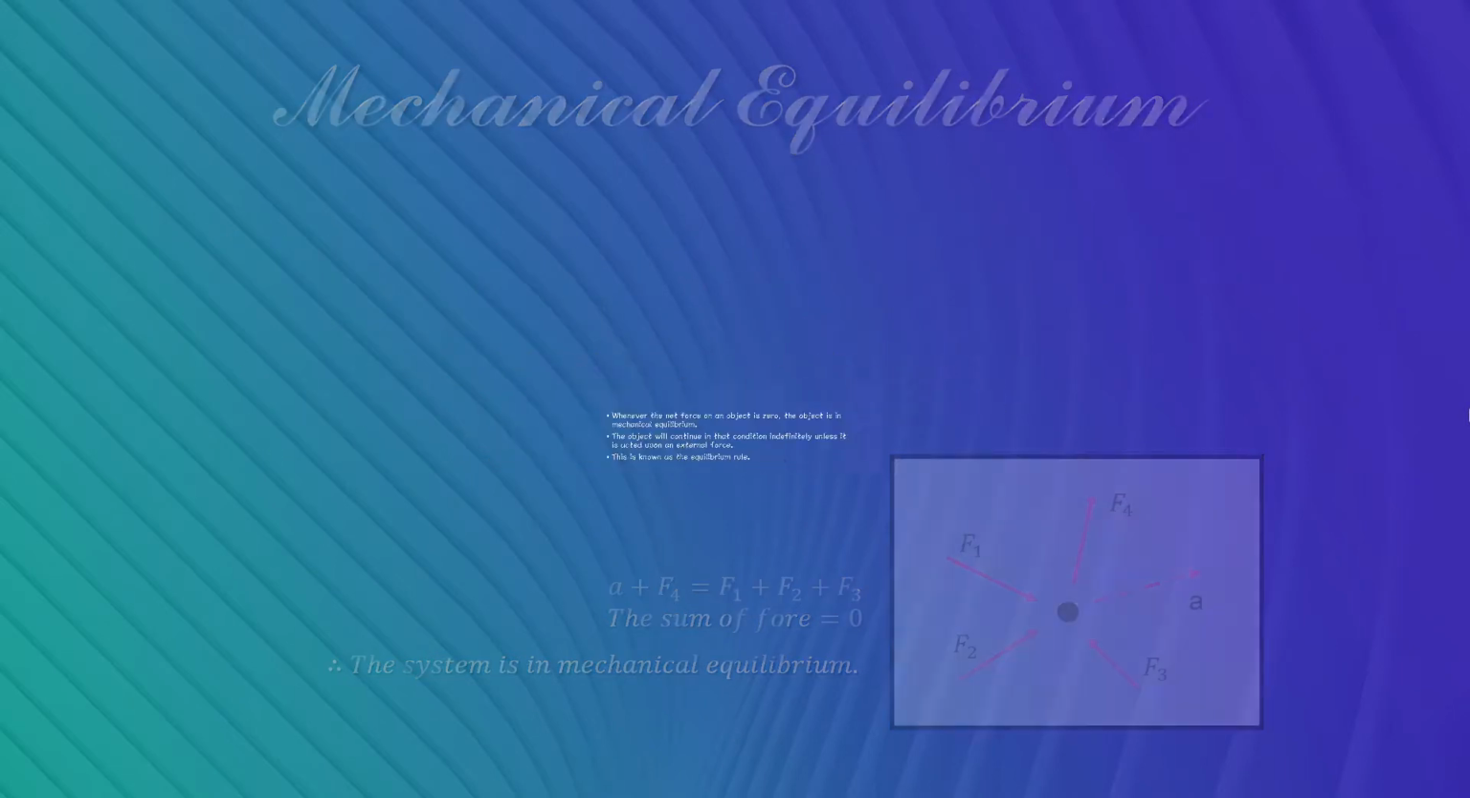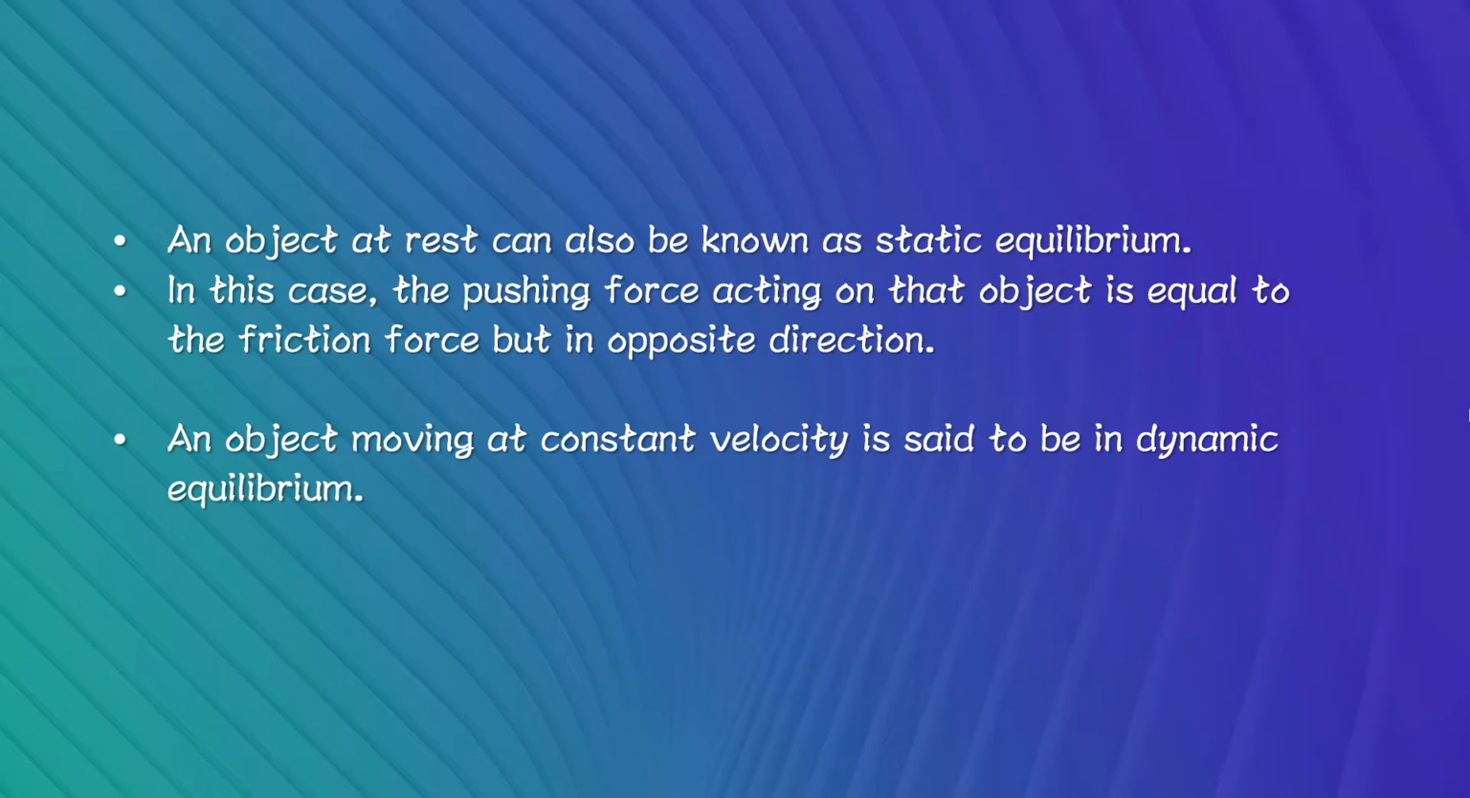An object at rest can also be known as being in static equilibrium. In this case, the pushing force acting on that object is equal to the friction force but in the opposite direction. On the other hand, an object moving at constant velocity is said to be in dynamic equilibrium.